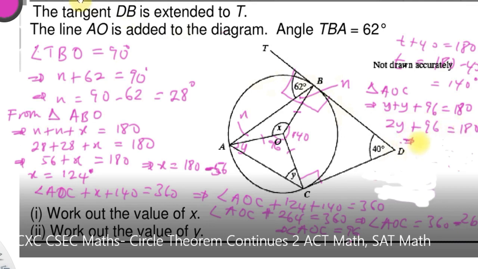2Y plus 96 is equal to 180 degrees. So 2Y is equal to 180 minus 96, which is 84. So divide through by 2, you get Y is equal to 84 over 2. What is 84 divided by 2? This is 42 degrees. So X is equal to 124 degrees, and Y is equal to 42 degrees.